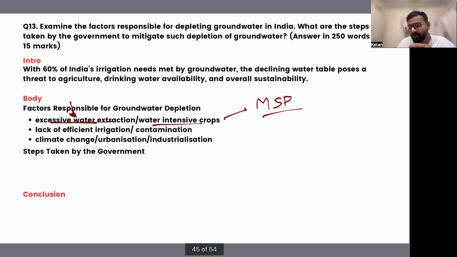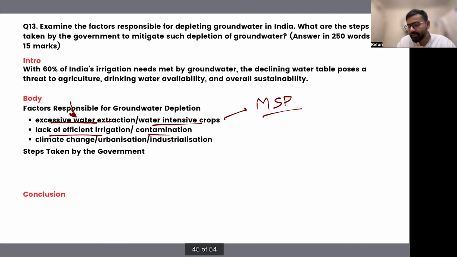Then there is also lack of efficient irrigation. Majority of the irrigation system till now is very inefficient. We have not yet moved towards micro irrigation, which is efficient. So even now there is a lot of flood irrigation. So that leads to again depletion of groundwater. Also leads to contamination, because inefficient irrigation will lead to running off of fertilizers or pesticides. So contamination is also happening.